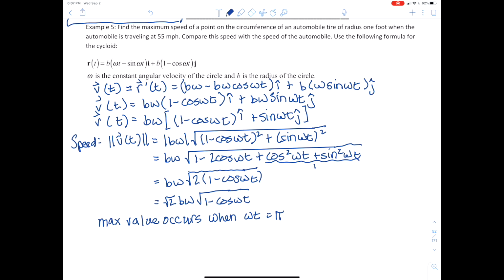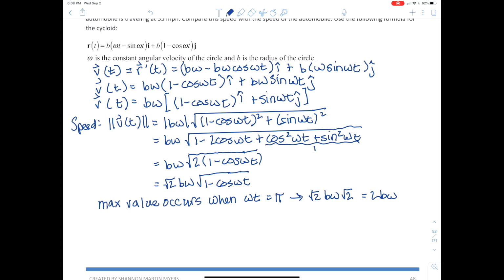And then what would you get? So that would give us root 2 b omega root 2, right? Which of course is 2 times b omega. So this is when the max value is going to occur. So we're going to just hold on to this. We'll use it in a while, okay?